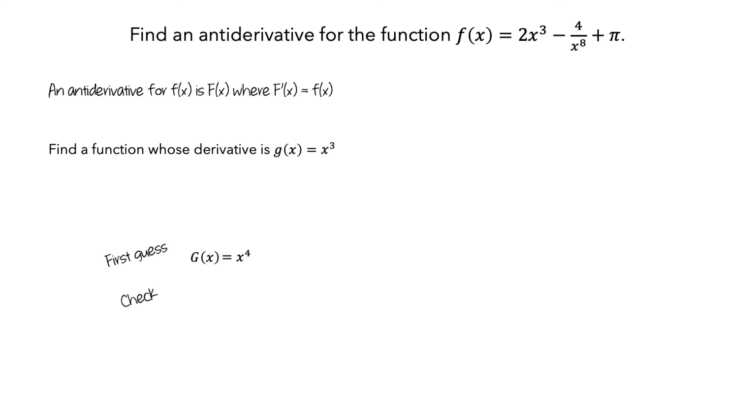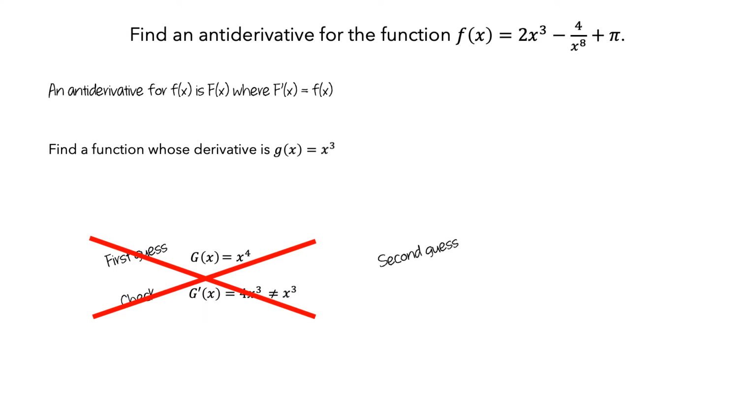Next, we'll check to see if our guess is correct. To do this, we'll compute the derivative of x to the fourth using the power rule. We get 4x cubed. And then we want to compare this to little g of x. And they're not equal. So this first guess at an antiderivative is not correct. But it was close. It was just off by the coefficient of 4. Let's make another guess. This time, let's try 1/4 of x to the 4.